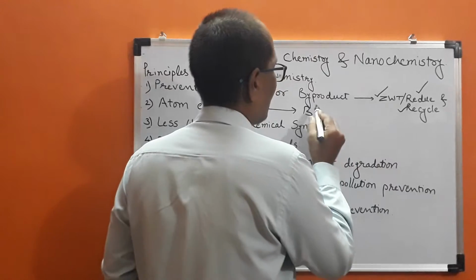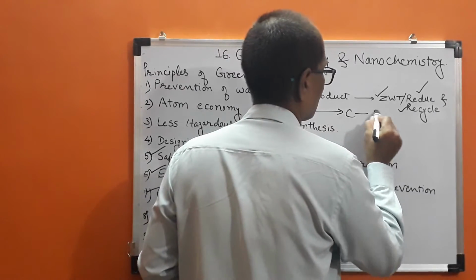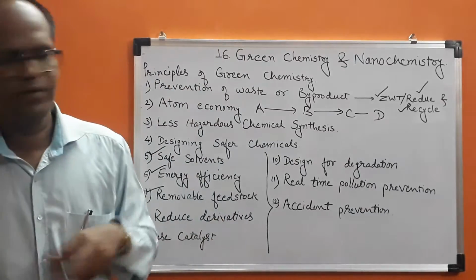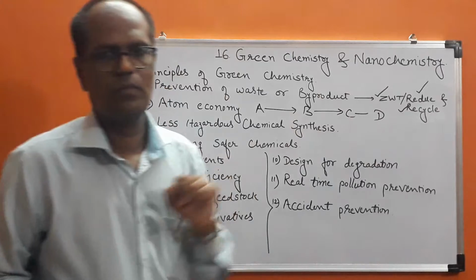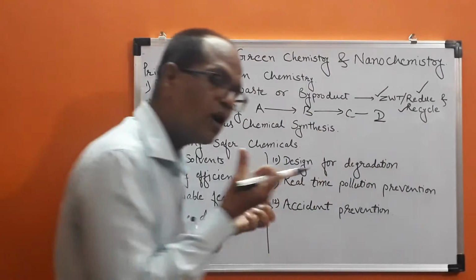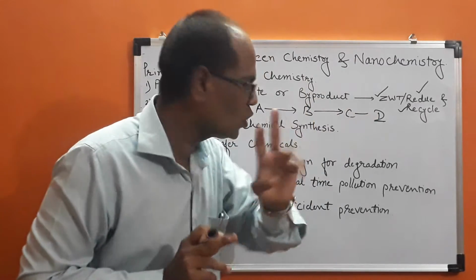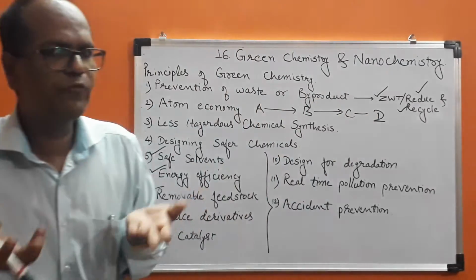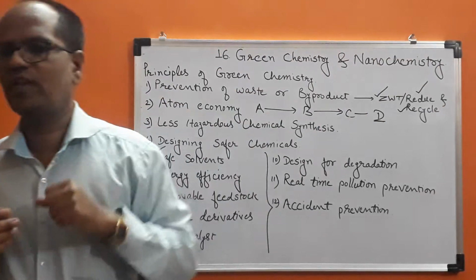For example, I am going to conduct a reaction like this. A is getting converted into B, B is getting converted into C, C into D. This D is our required product. What you want is D, you don't want B and C. But we cannot do anything. The reaction runs in such a way like this.